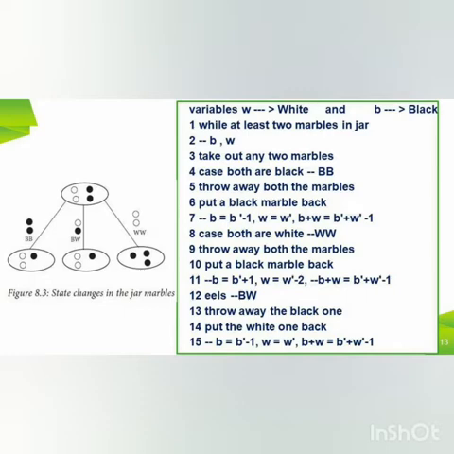Then step 8. Now the second combination. Case both are white, WW. So as I told you earlier, if they are the same color, throw them out but put another black marble inside the jar. So here also the same condition. Throw away both the marbles, put a black marble back. So B is equal to B plus 1. Here the black marble is added. So B is equal to B plus 1. Then W is equal to W minus 2 because we have thrown 2 white marbles away. So W is equal to W minus 2.